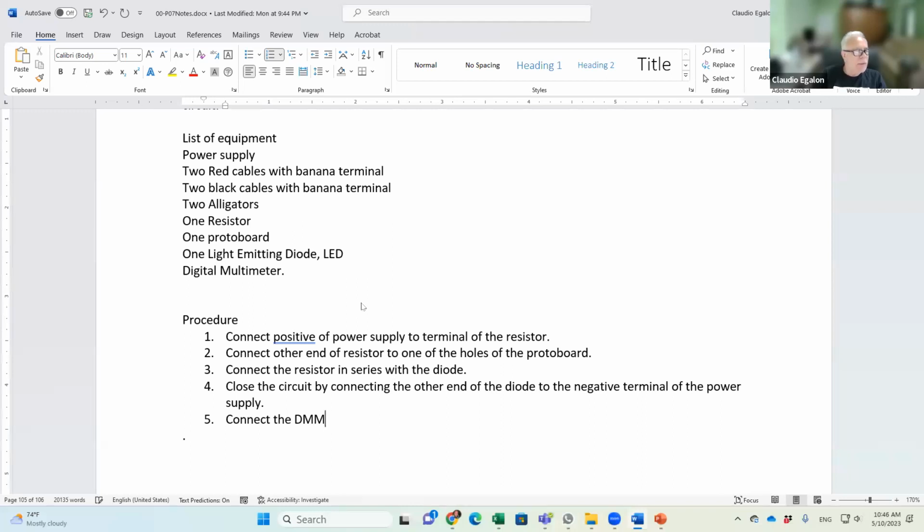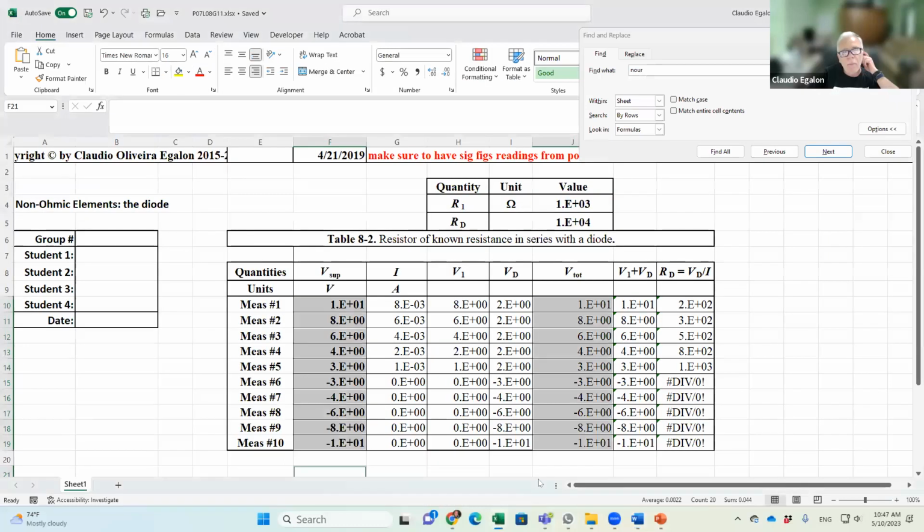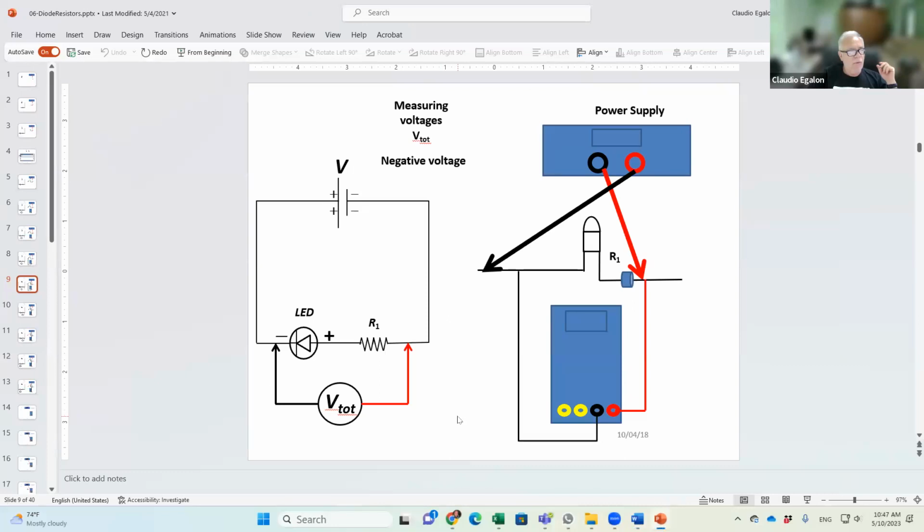Connect the DMM, the digital multimeter. Measure the total voltage of the circuit with the DMM. V total. And then you're going to measure the V1 and the VLED, or VD, right? VD for diodes.